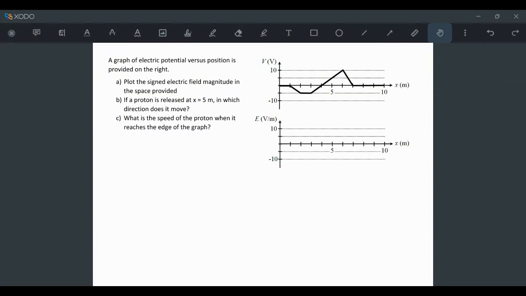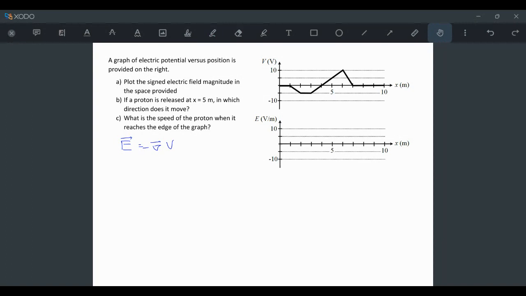So we have a graph of electric potential that's filled out already. That's the top panel here in this figure. Part A of this question asks us to plot the signed electric field magnitude in the space provided. So the electric field, if we were doing this with the full toolset of calculus, vectors, and everything like that, is minus the gradient of the electric potential, where the electric potential is V, not the volume, not the speed. It's usually a capital V. That is the electric potential.